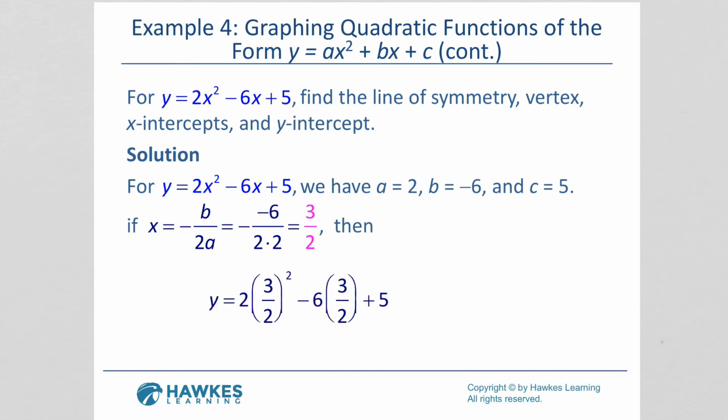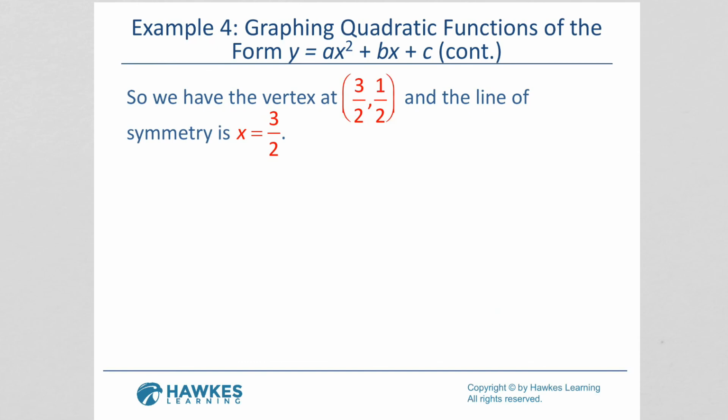So then when I plug in 3 over 2 for x, I end up with y equals 2 times (3 over 2) squared minus 6 times 3 over 2 plus 5, which ends up being 9 over 2 minus 9 plus 5, which ends up being 1/2. So my vertex is (3/2, 1/2). My line of symmetry is x equals 3/2. Notice your line of symmetry and your x-coordinate for your vertex are the same value.